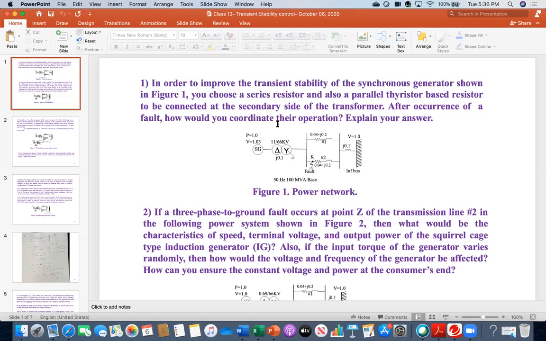So you just have to say that first the series resistor will activate and that will reduce the magnitude of fault current. And next, after the circuit breaker opening, the parallel thyristor based resistor will be connected and that will improve the active power, P value, and then the overall stability will be maintained. Everybody, could you follow me, what I said?